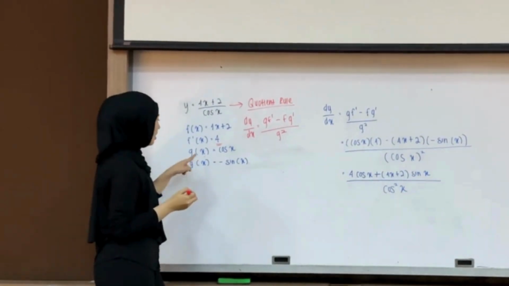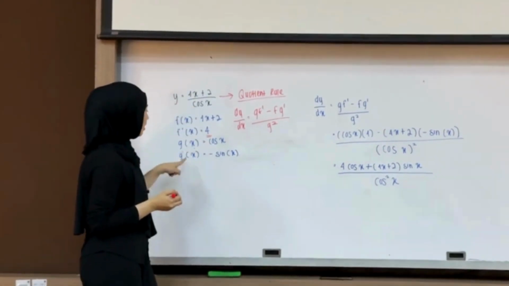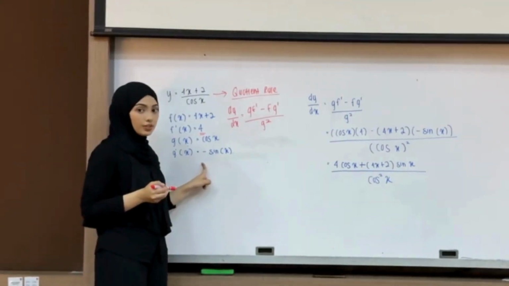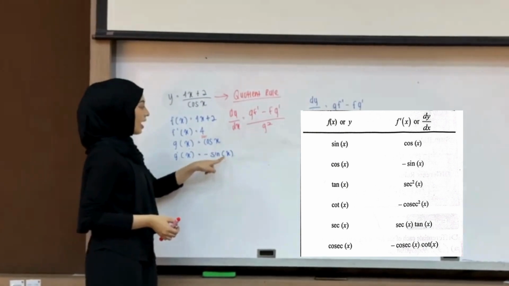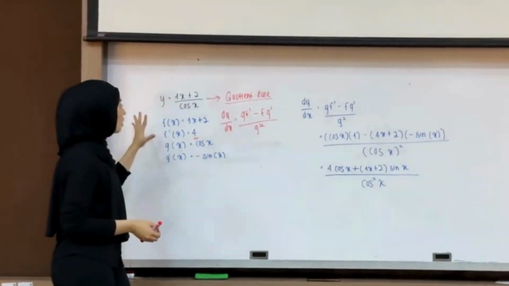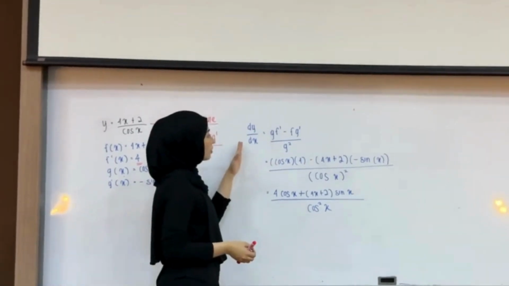For the g function, the differentiation that is given here is cos x. Now for the g prime function, we're going to use the derivative that I showed here, so it's minus sin x. So we're going to put all of this inside this formula, which is the quotient rule formula.